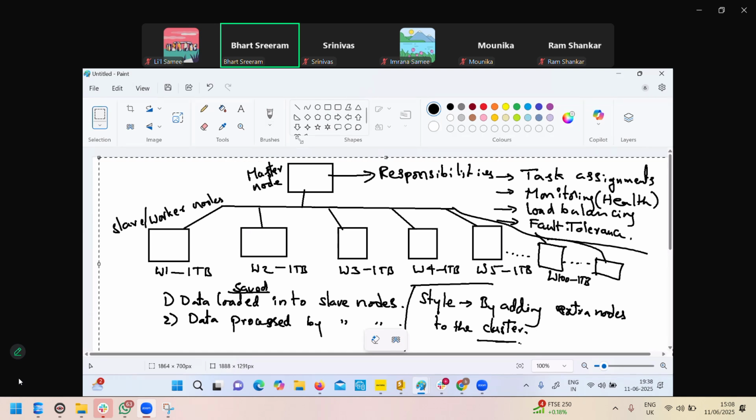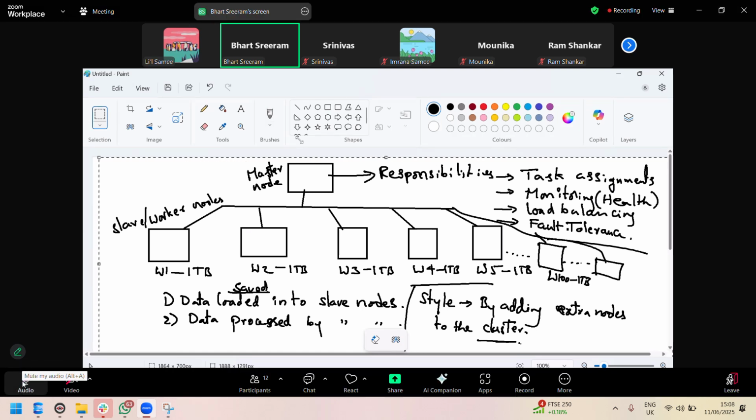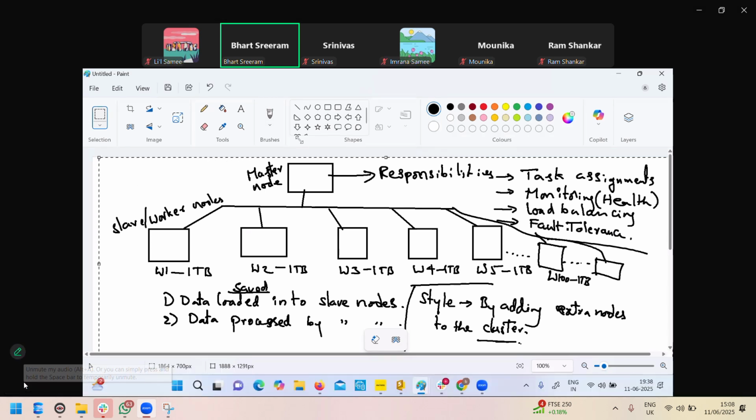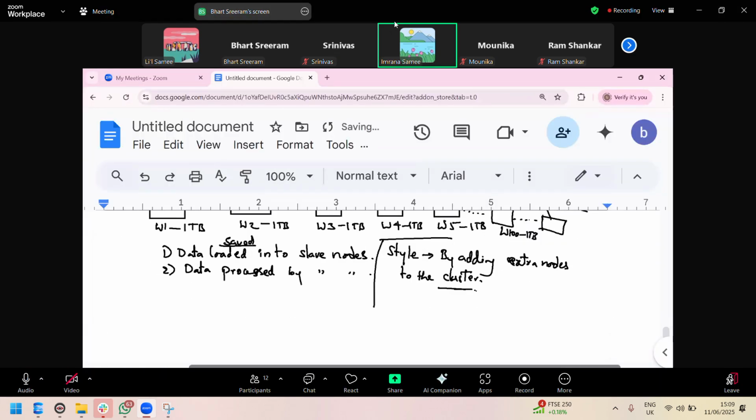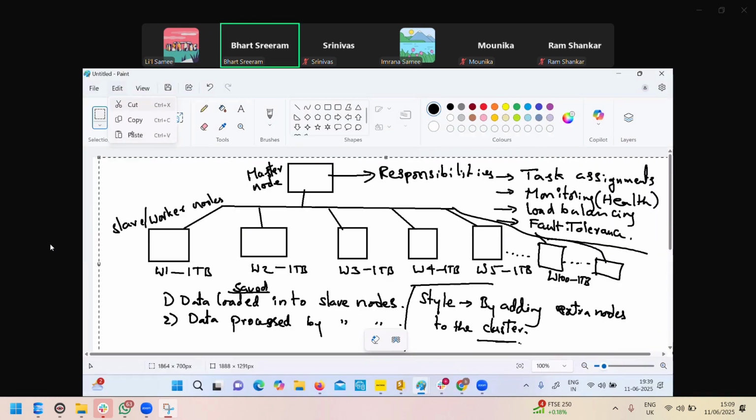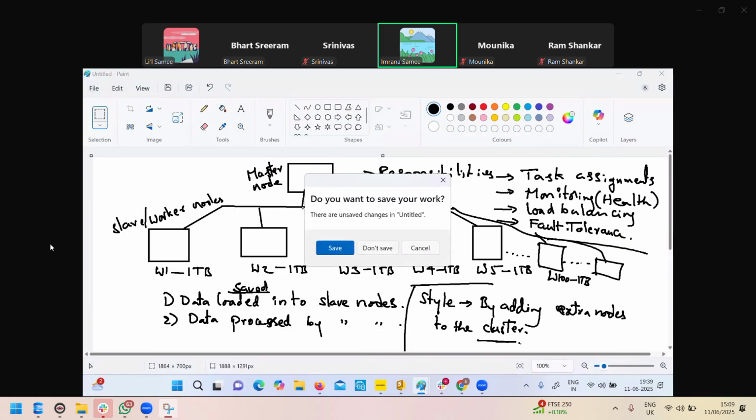So can I keep 300 terabytes of data in this? Yes. Suppose the currently existing cluster capacity is only 200 TB, but I have 300 TB of data. Not a problem. Another 100 nodes I will add and dump it. Even tomorrow, if my data reaches a petabyte, not a problem. I will add another 400 nodes in this way. That is why we say high capacity is possible in horizontal scaling.